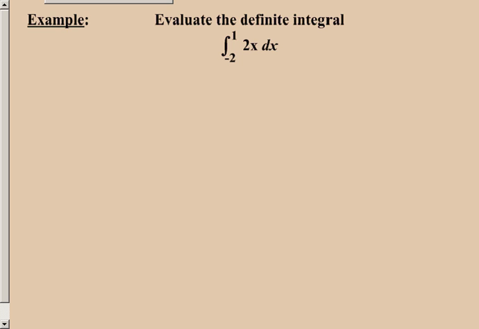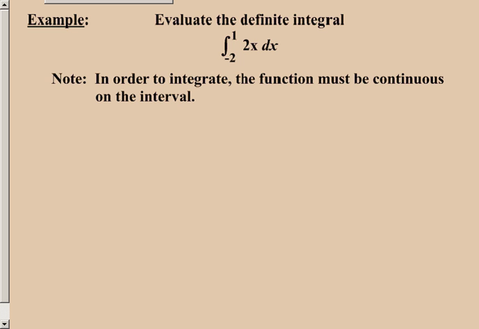Okay, so for example, evaluate the definite integral from -2 to 1 of 2x dx. Now note, in order to integrate, the function must be continuous on the interval. Clearly, you cannot calculate an area if that area has a mathematical failure within it. So obviously, we need to be continuous within any interval that we are trying to integrate, and clearly this function is linear, it is not vertical, so it is definitely continuous within the interval.